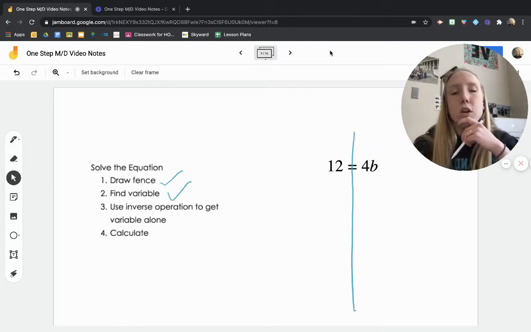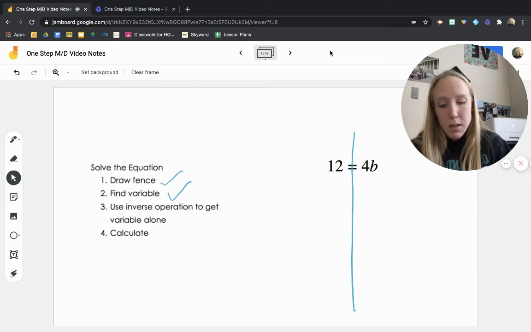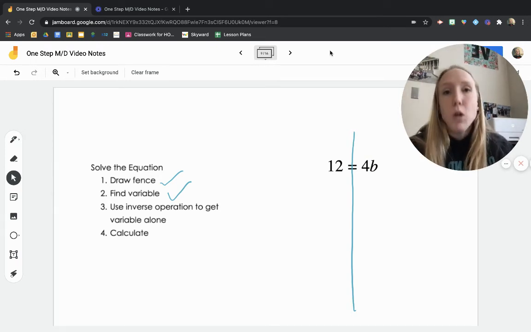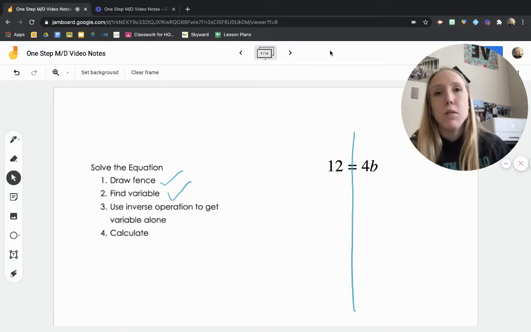Now we are going to use inverse operations to get that variable alone. So I want to get rid of whatever is happening to B. I noticed that 4 is smushed right up against B. That means that B is multiplied times 4. How do I undo multiplying by 4? I need to divide by 4. Divide by 4. On both sides.